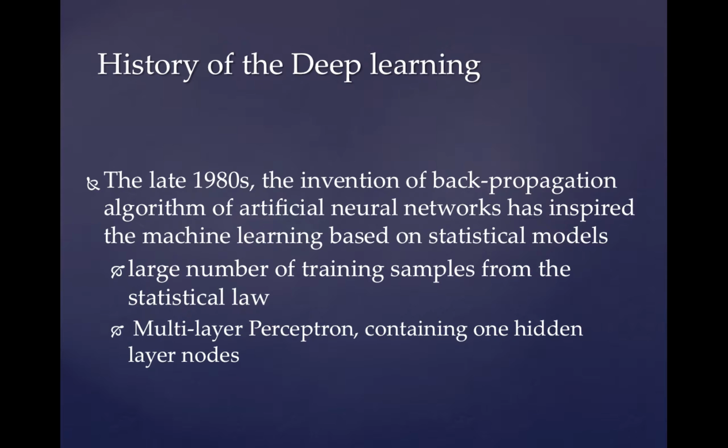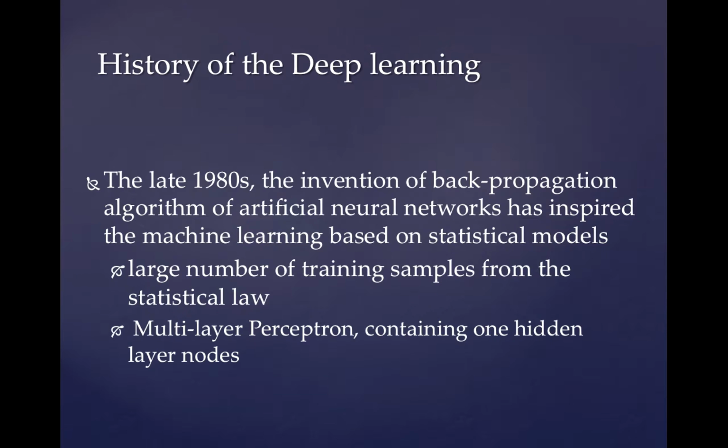First, let's talk about the history of deep learning. I think it's a very useful topic for learning machine learning. In the late 1980s, the invention of the backpropagation algorithm for artificial neural networks inspired machine learning. It was found that the use of the BP algorithm can make an artificial neural network model learn from a large number of training samples the statistical law.